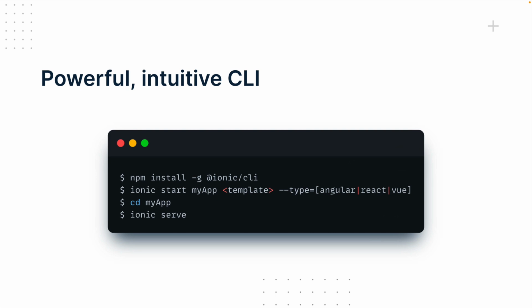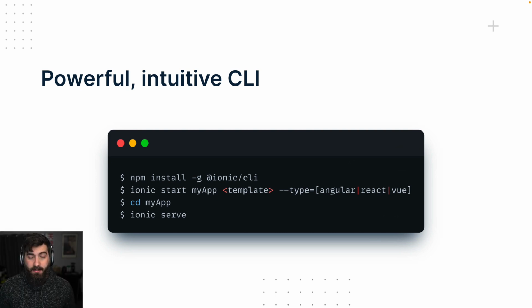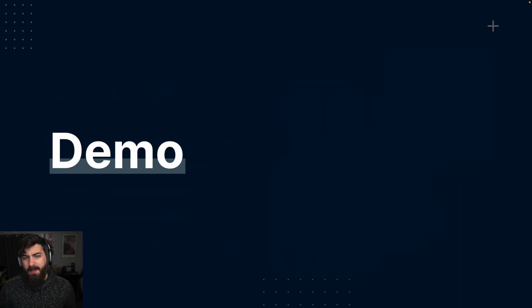And then you can pick from a bunch of different templates, things like a tabs-based interface, a side menu, or just a blank starter to get up and running. Once you have that project created, you can cd into it, open up your favorite editor, and then run ionic serve, and you're off to the races. This really simplifies the whole process of how you actually go ahead and build out a project and get that native access. So we're going to stop here real quick, and we're going to look at a demo.